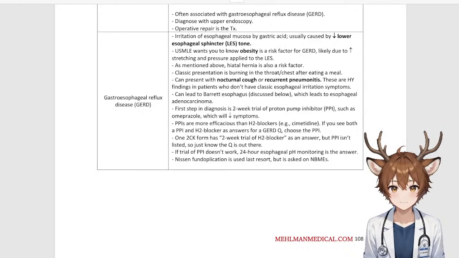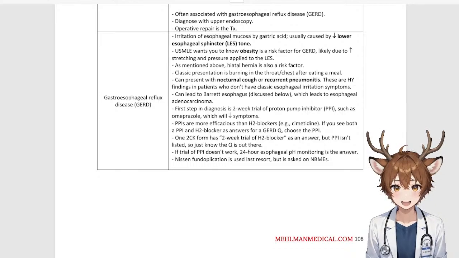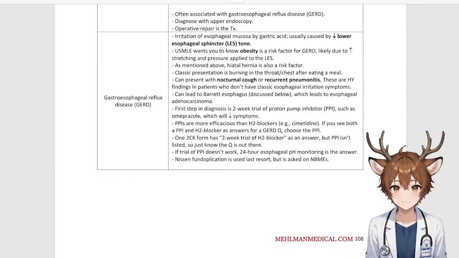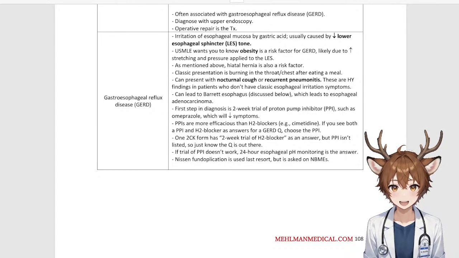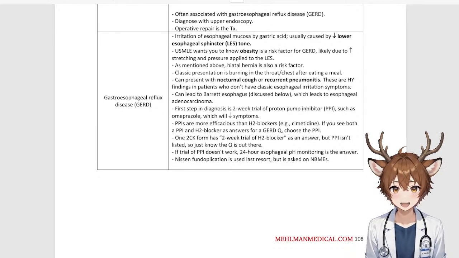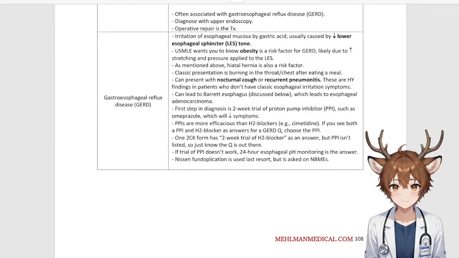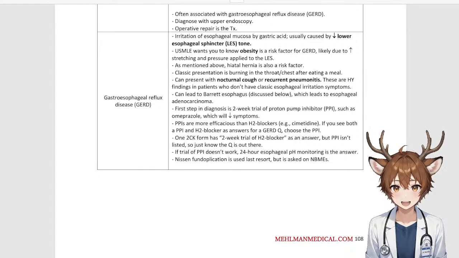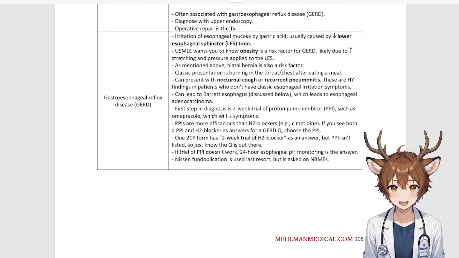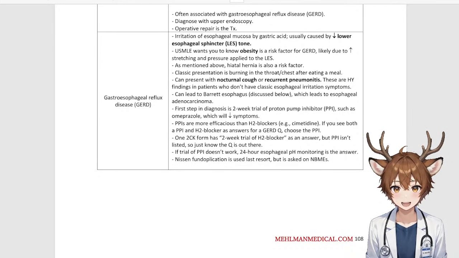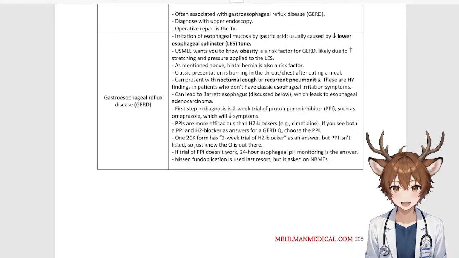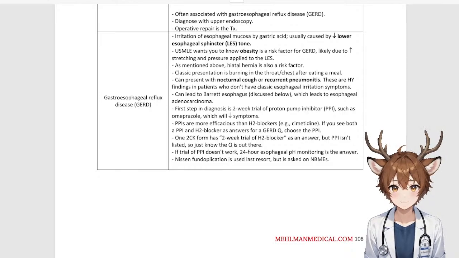Okay. Nissen fundoplication is used as a last resort, but it is asked on NBME. So basically, number one, you want to go for a proton pump inhibitor like omeprazole. If you don't have a proton pump inhibitor like omeprazole as an answer, go for an H2 blocker if it's available. If PPI does not work, what you want to do is a 24-hour esophageal pH monitoring, and the last resort is the Nissen fundoplication.